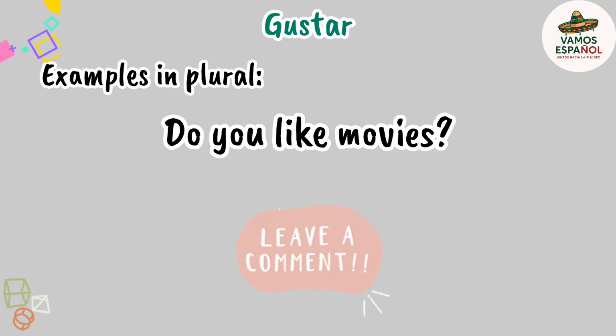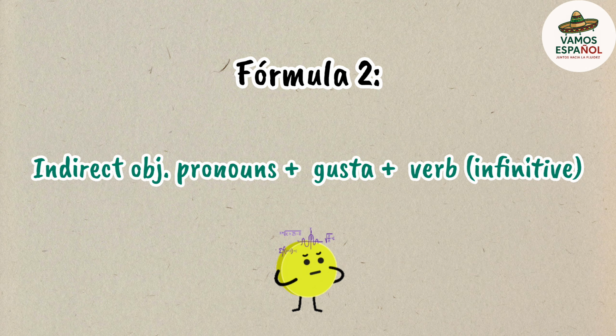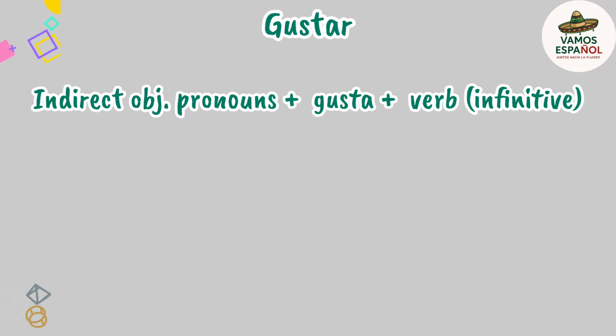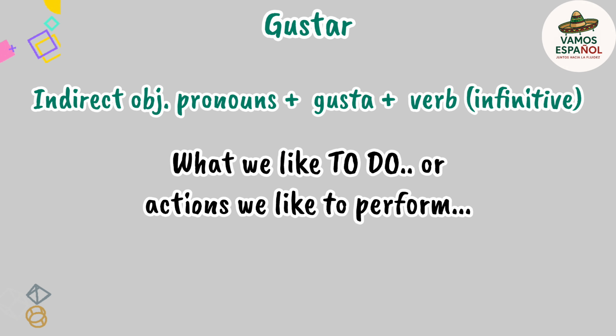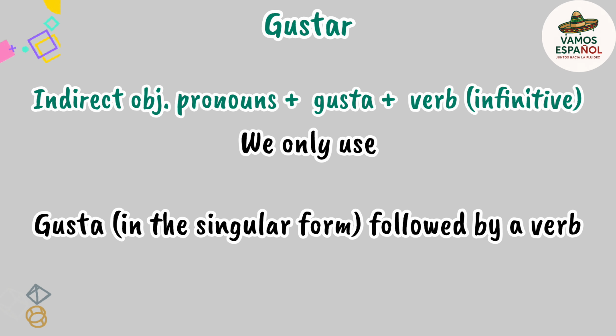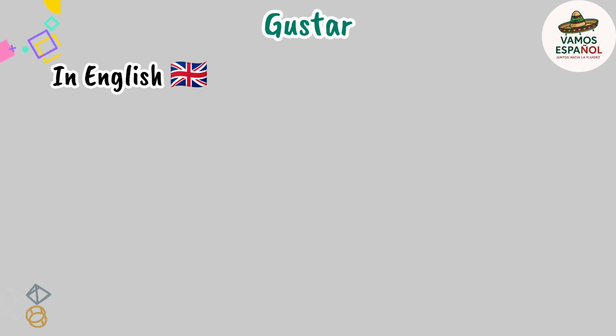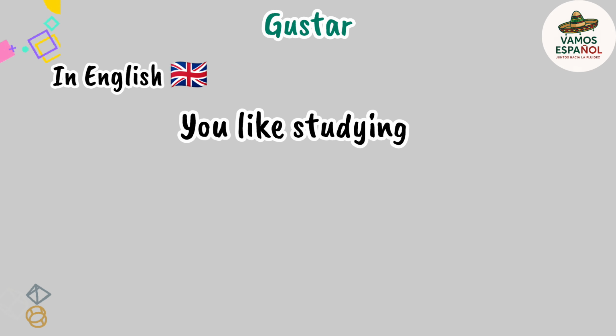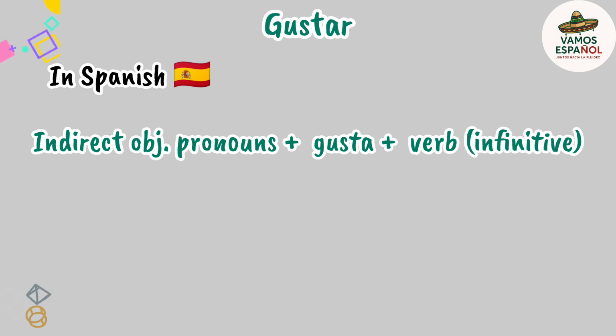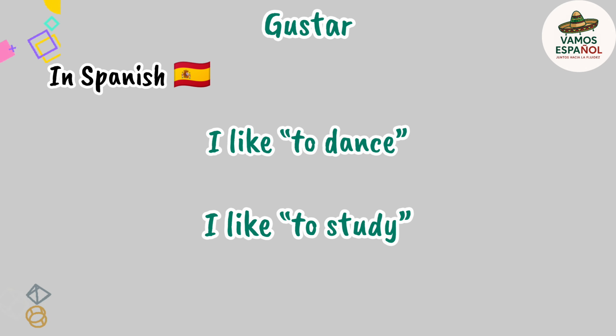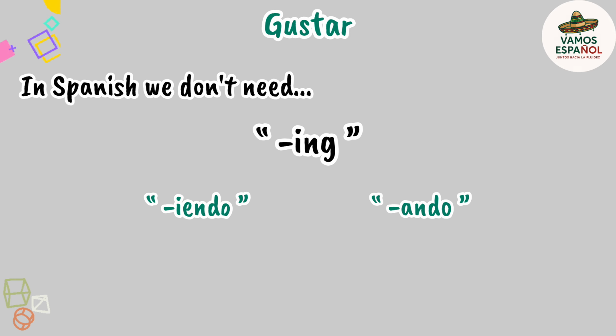Another formula for using gustar like a pro is, now this formula tells us what we like to do. Here, gustar always stays in the singular, okay, when it's used with a verb. So not gustan, we just say gusta. In English, we say "I like dancing," "you like studying." But in Spanish, seeing that the formula says add a verb in infinitive, what we're actually saying is "I like to dance," "I like to study," okay? So we don't need the -ing form, which is the -yendo and -ando version in Spanish. We just need the verb.